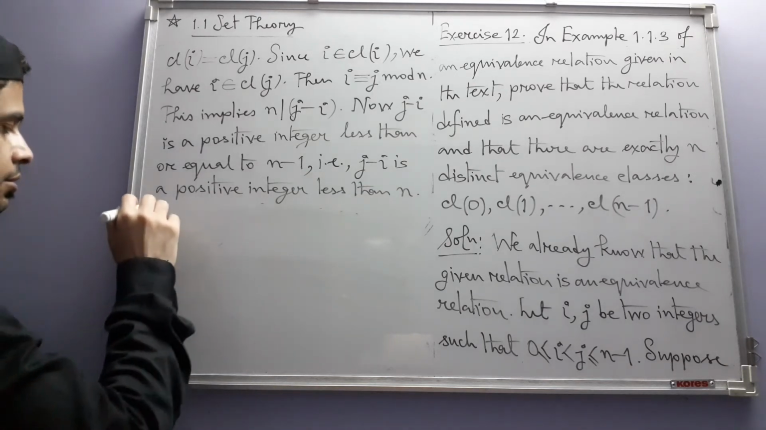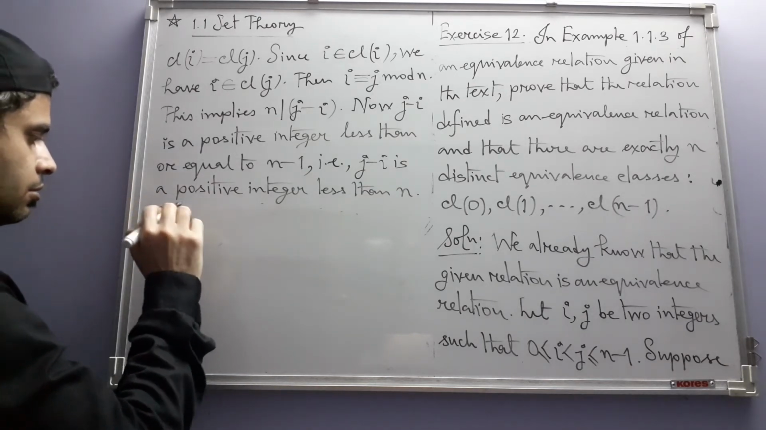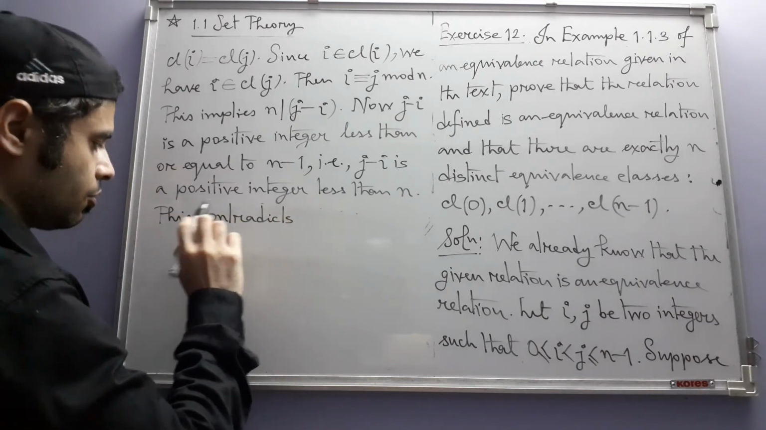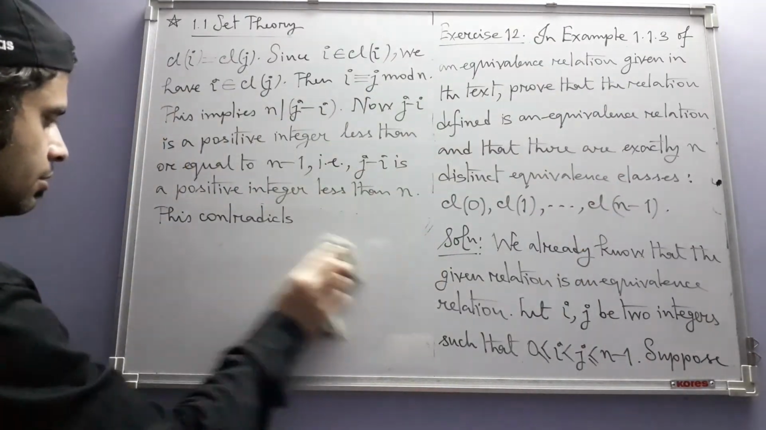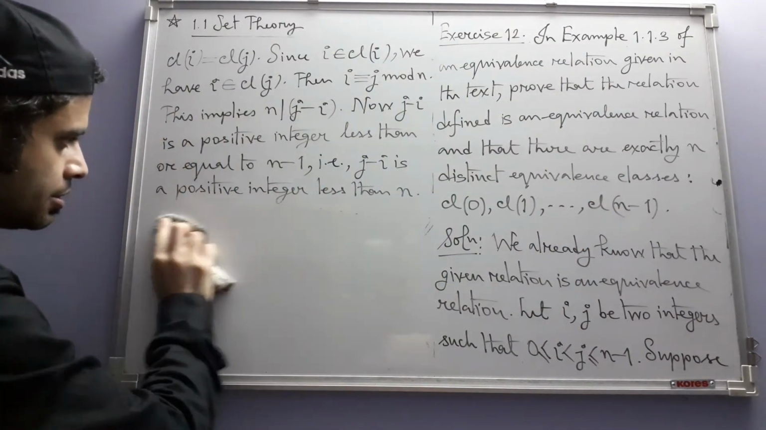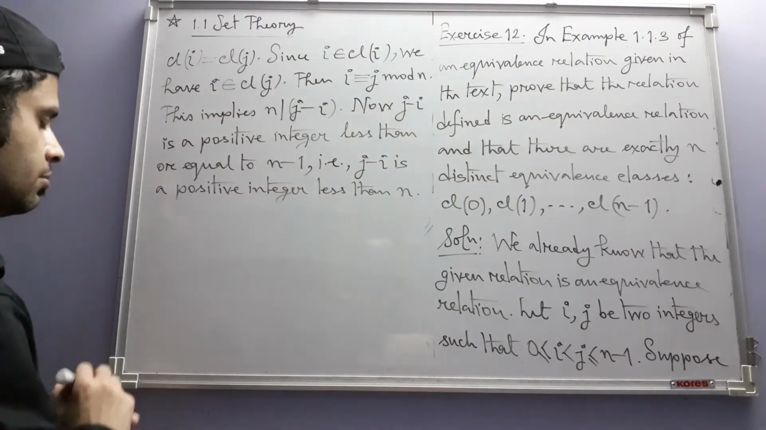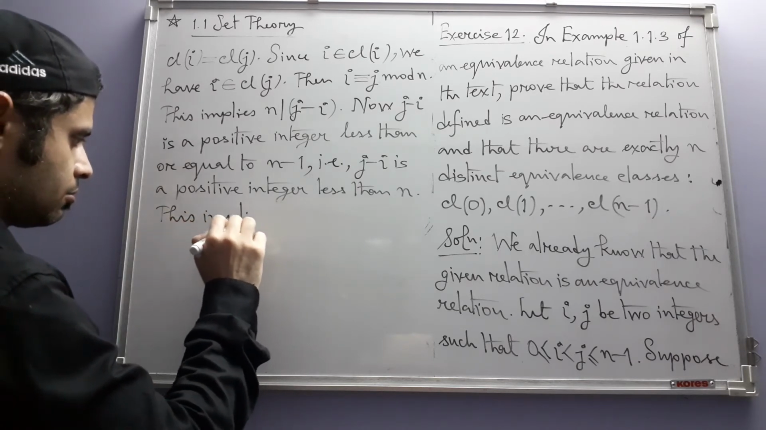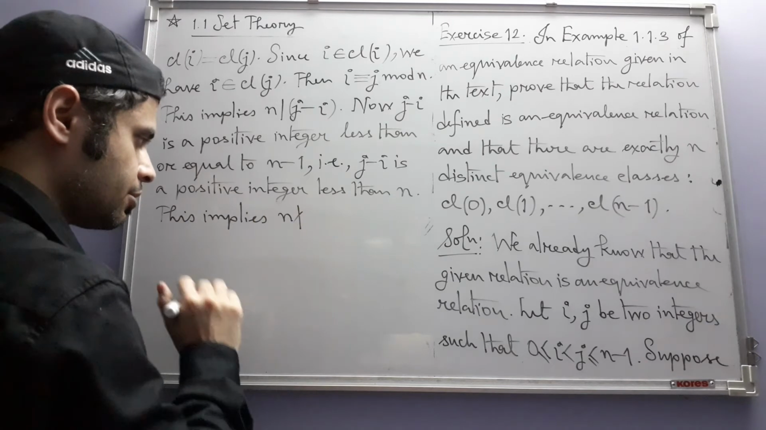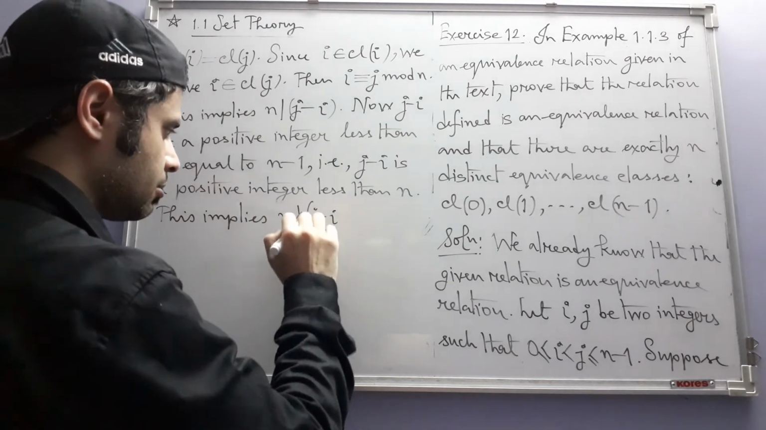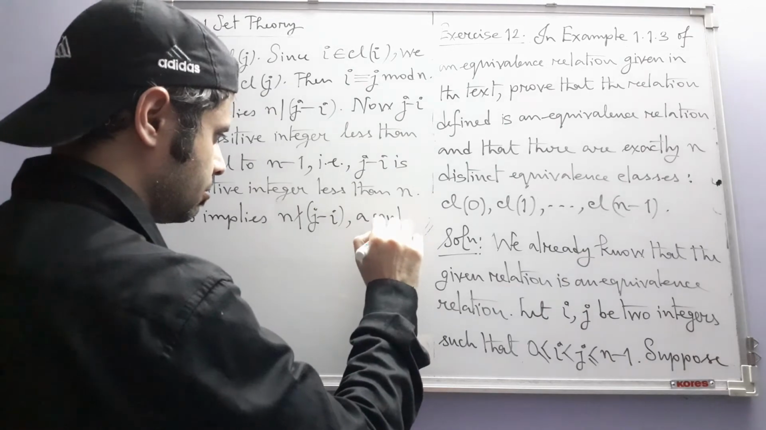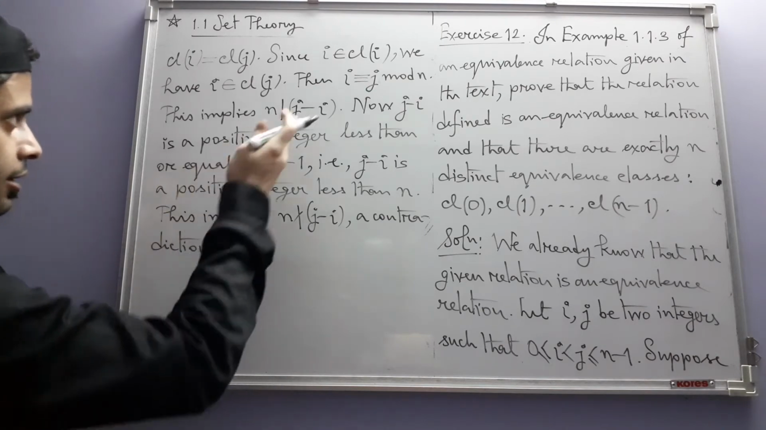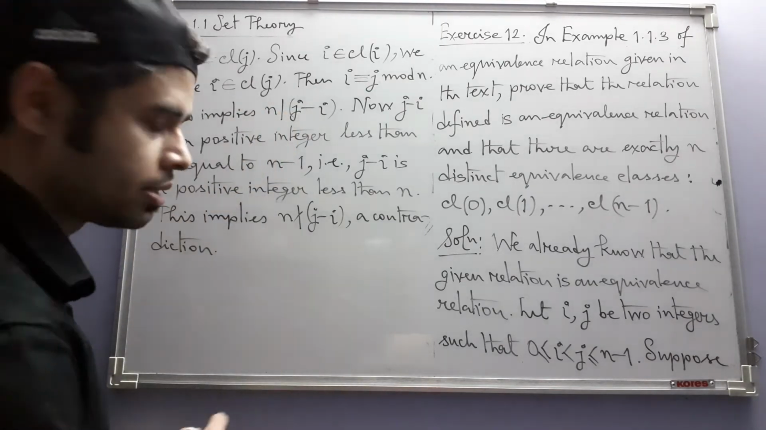Less than n. This contradicts, or we can write it like this. This implies that n does not divide j minus i, a contradiction. A direct contradiction to this. So our supposition is wrong.